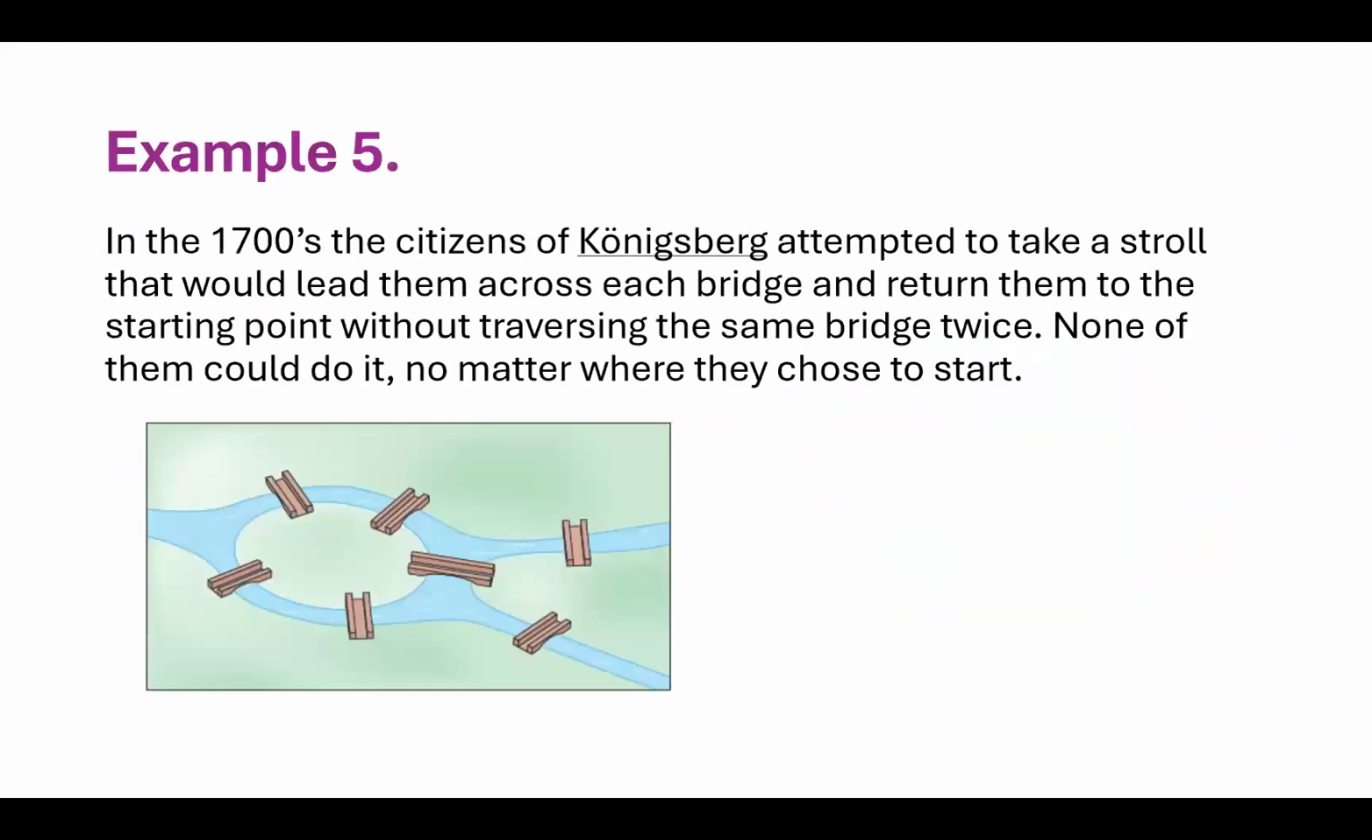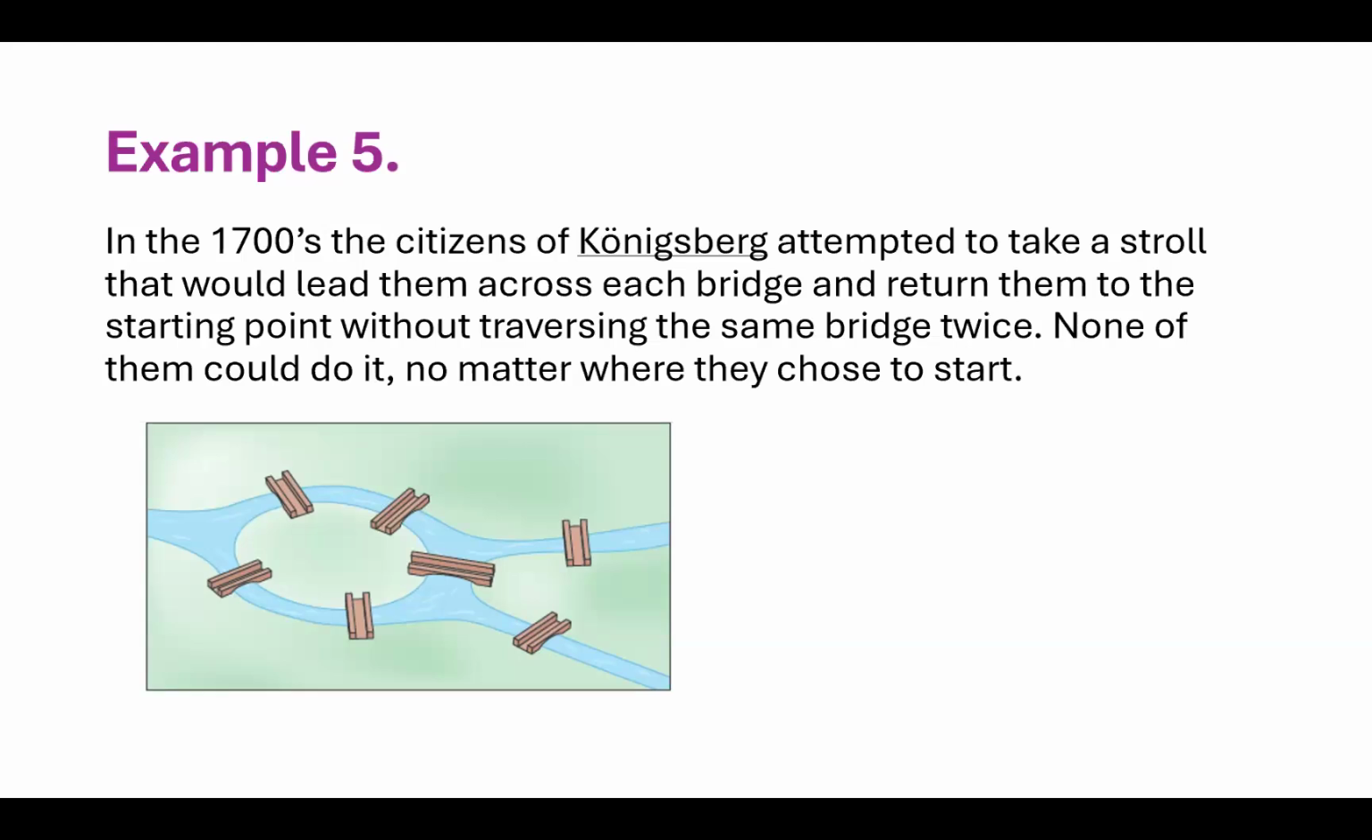Well, these Euler circuits are actually very famous in connection with a city in Germany in the 1700s. The citizens of this city, called Königsberg, attempted to take a stroll that would lead them across each bridge and return them to the starting point without traversing the same bridge twice. None of them could do it, no matter where they chose to start. And so the picture shows you the scenario.